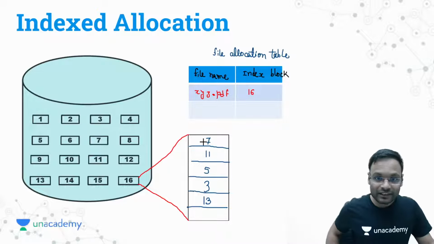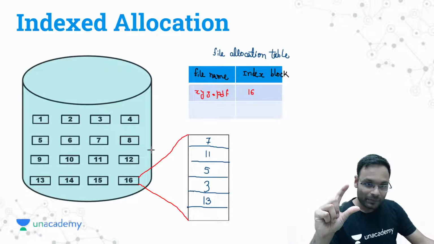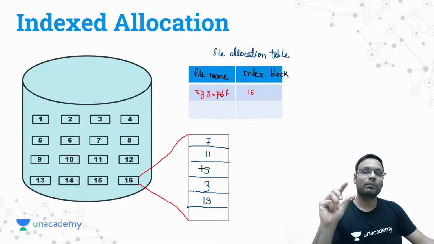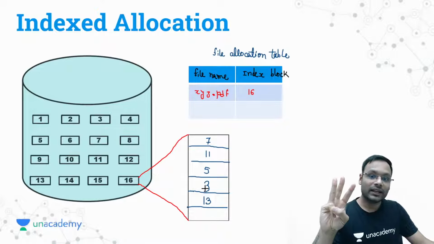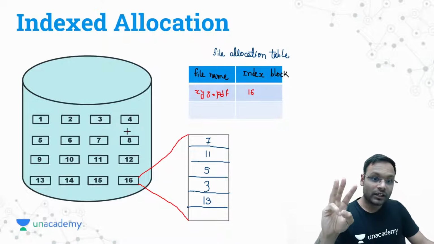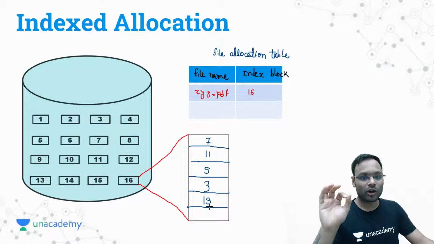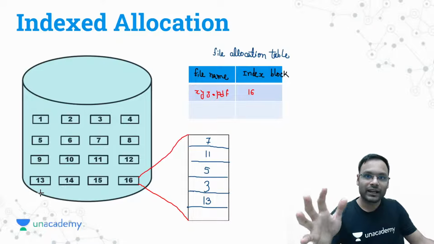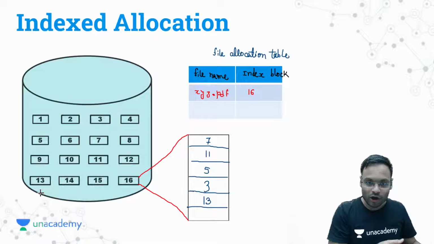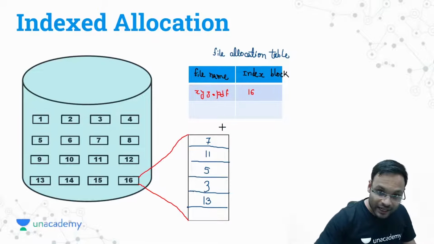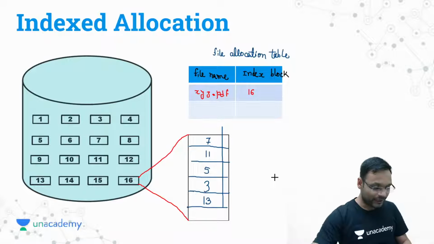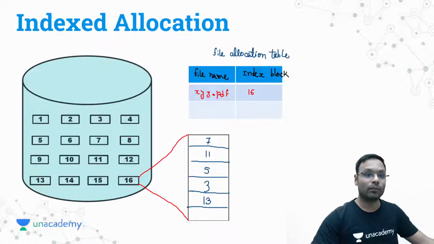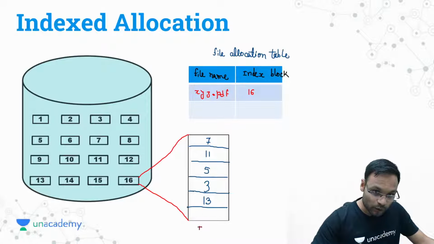So block number 7, first part of the file; block number 11, second part of the file; block number 5, third part of the file; block number 3, fourth part of the file; and block number 13, fifth part of the file. 5 parts, 5 different blocks. And what are the blocks? I have written those block numbers in the index block. So this is the index block which I have.